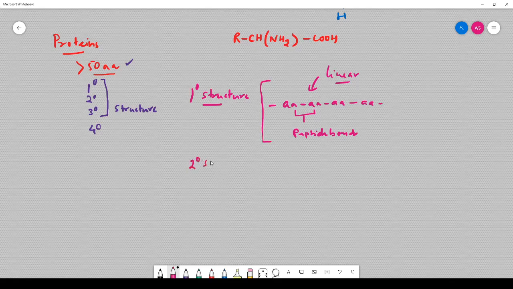So then what is the secondary structure? Secondary structure is if this linear structure folds upon itself, maybe like that, and where the individual amino acids are stabilized by hydrogen bonds, this chain is stabilized by hydrogen bonds. So this interaction or the hydrogen bonds which result in the structure being folded give rise to what is called the secondary structure.